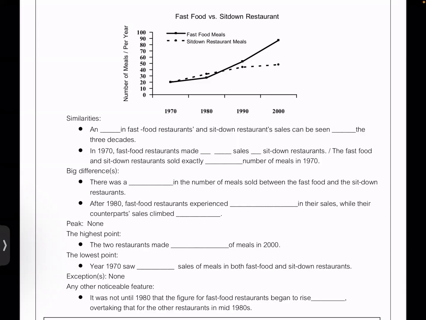And let's look at the highest point and the lowest point. So the highest point is recorded in 2000 for both restaurants, right? And the lowest points were recorded in 1970.